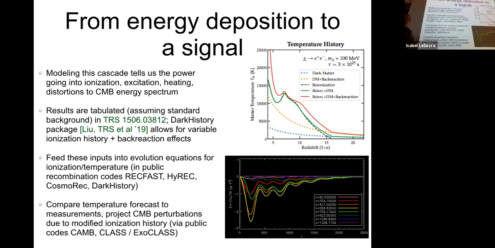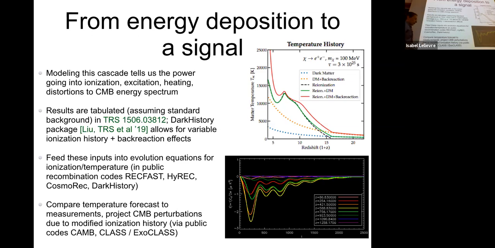For the CMB, you need to go a little bit further because ionization history at early times is not the direct observable. Ionization history at redshift 600 is not the direct observable. The cosmic microwave background radiation is. So as the CMB photons travel to us in the present day, if there's extra ionization, the CMB photons will scatter off the electrons, and that will modify their spectrum.